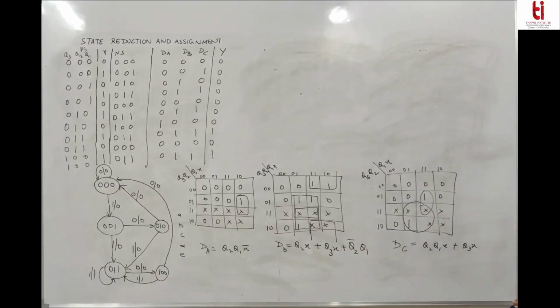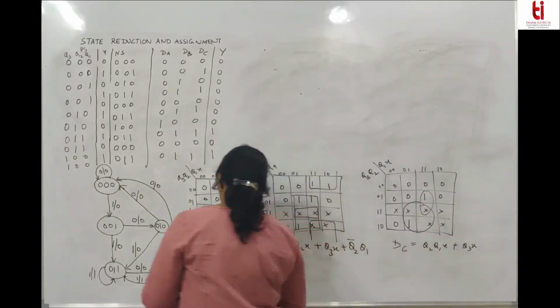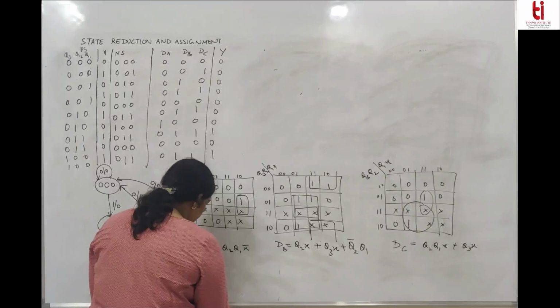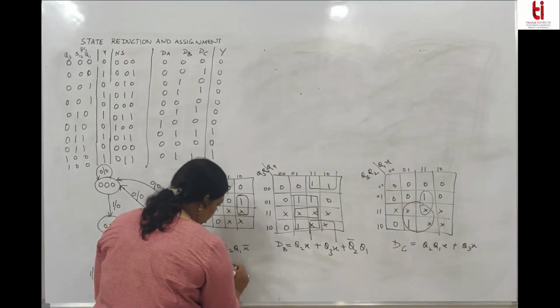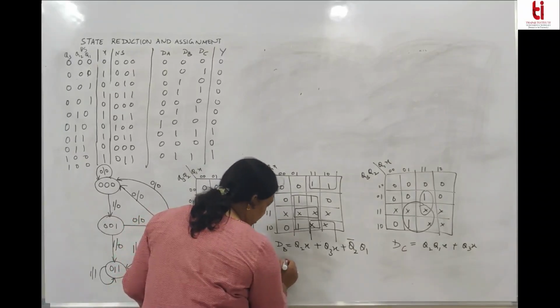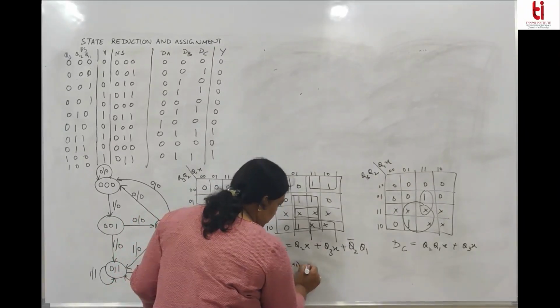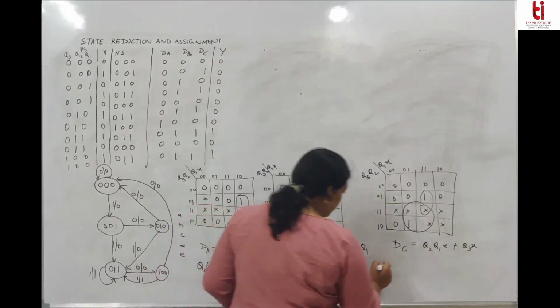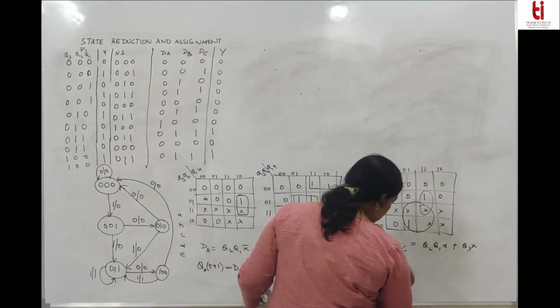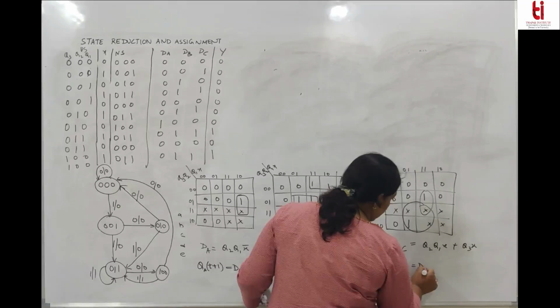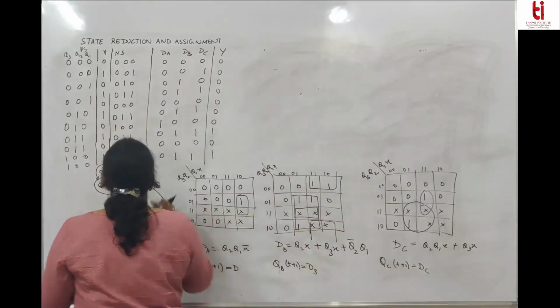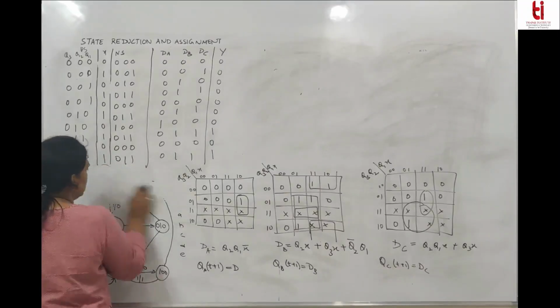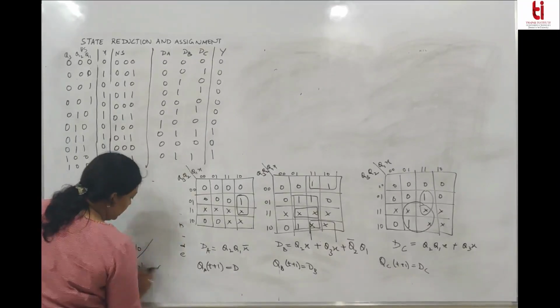You know what the next state equation is. For B, the next state equation is the same as DB. And for C, the next state equation is the same as DC. So similarly, you can get an output for Y. I have drawn this for drawing the state table, then I rub this off.